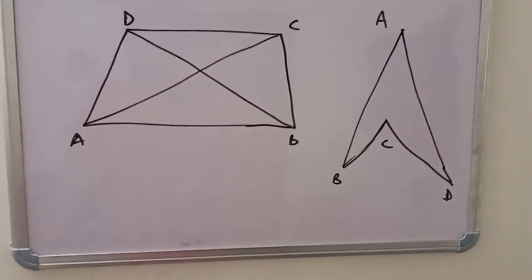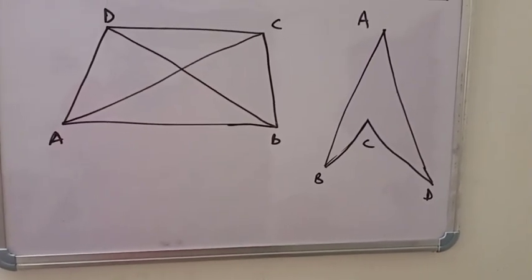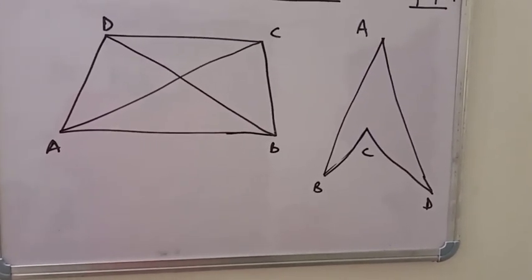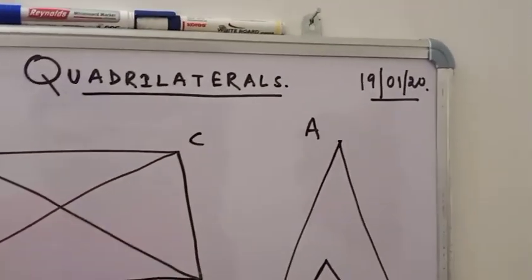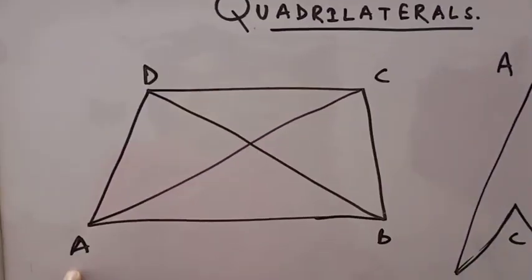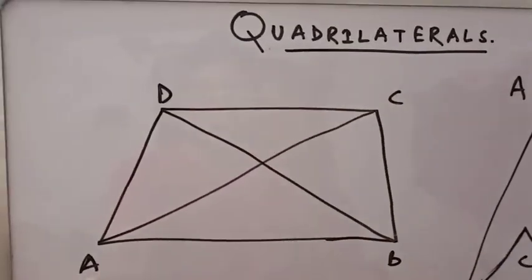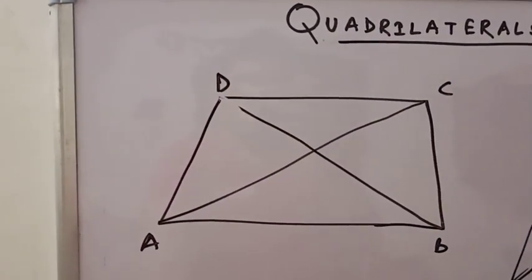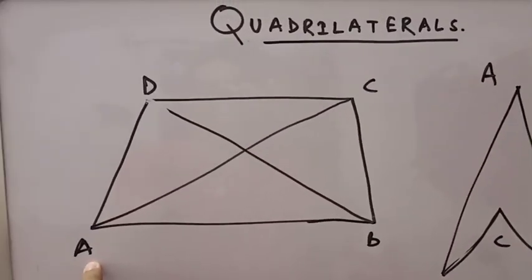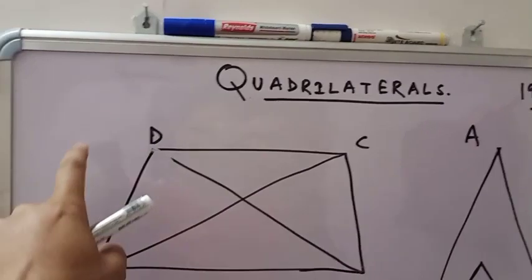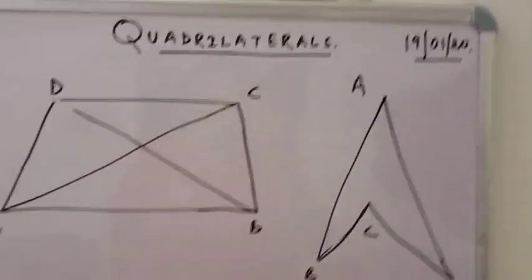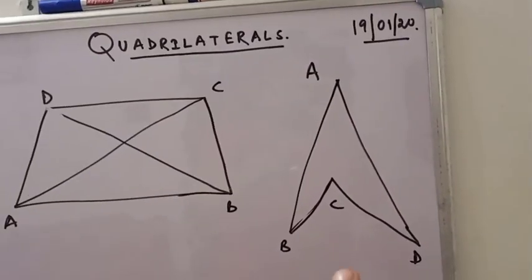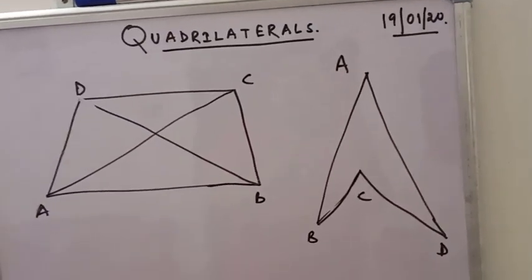See that, A, B, C, D, or A, D, C, B, but not A, C, D, B or A, D, B, C. You have to write the vertices next to next, A, B, C, D or A, D, C, B. Similarly, we can write here A, B, C, D or A, D, C, B.